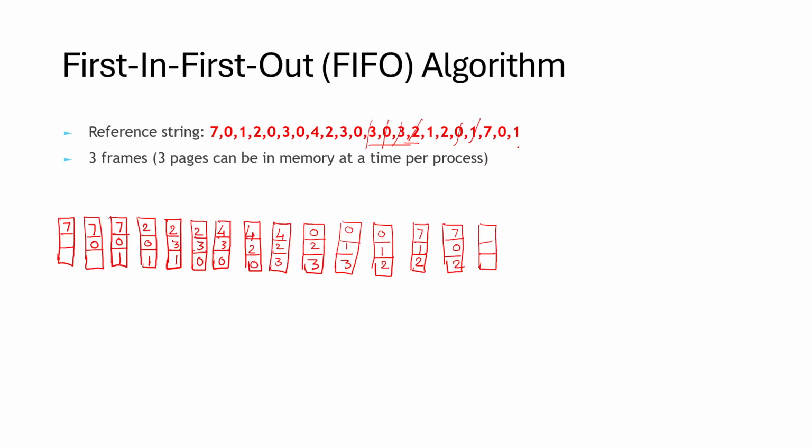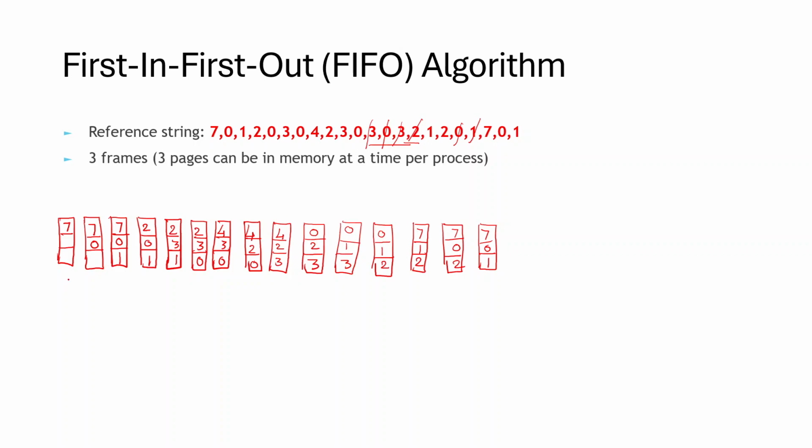Next, page 1 comes. Again 1 is not available, so there is a page fault. Out of 7 0 2, the 7 came early, so it needs to be replaced by 1. Now all the pages are over.